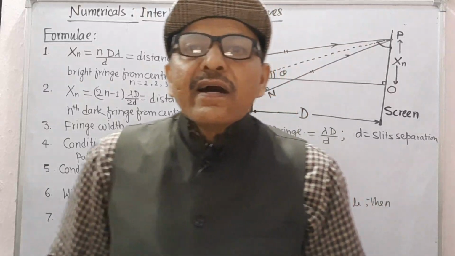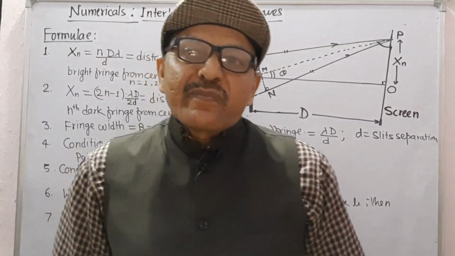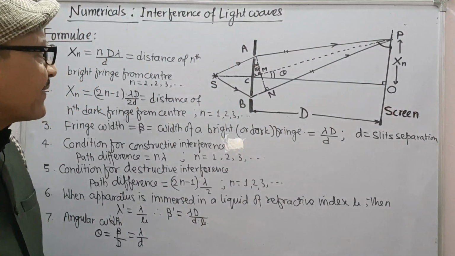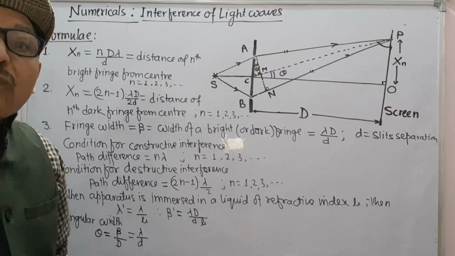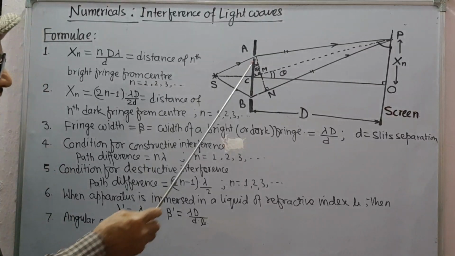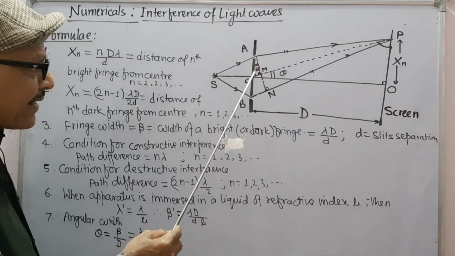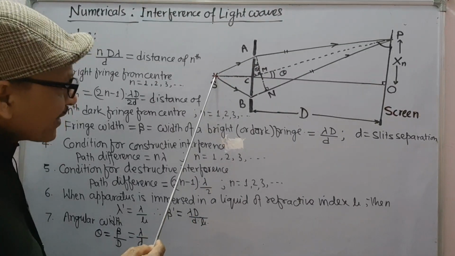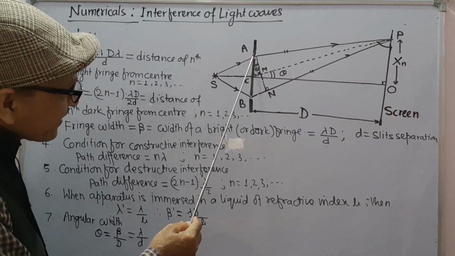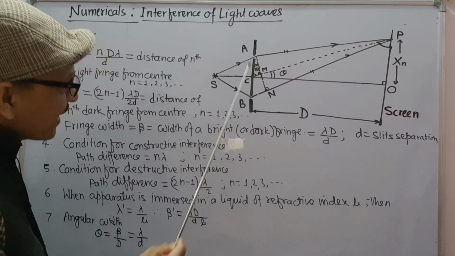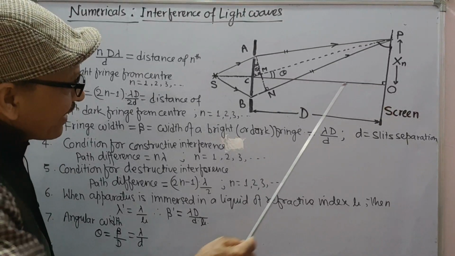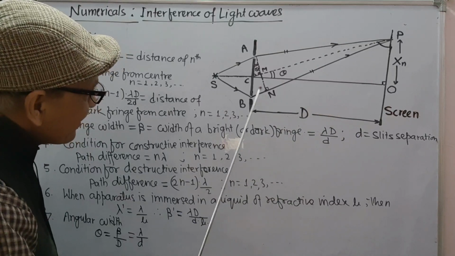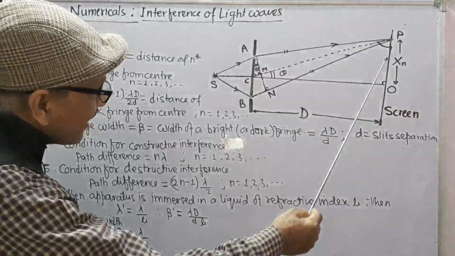Dear students, today we are going to solve numerical problems from interference of light. At first, let us review the related formulas. This is the diagram showing Young's two-slit experiment where S is a monochromatic source of light. Two equidistant slits A and B act as coherent sources, and this is a screen placed at distance capital D from AB and parallel to AB.